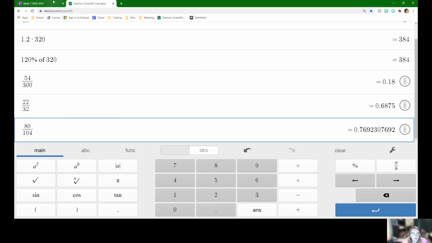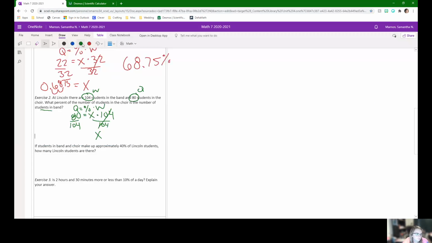So 0.76923. I only want 4 decimal places. 4 is plenty. This 5th one, because it's a 3, it's below 5. We can just get rid of it. So we have 0.7692. To convert from a decimal to a percent, I just move it 2 places over. We get 76.92%.